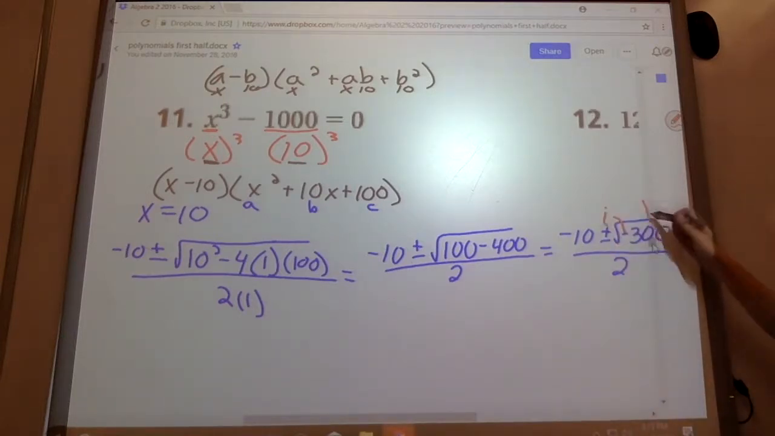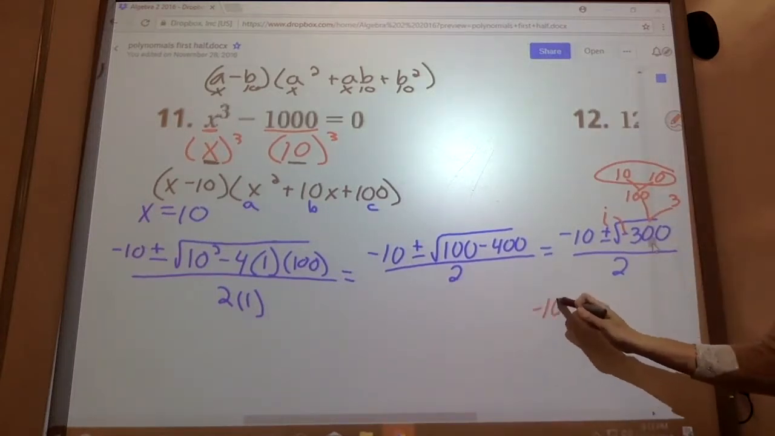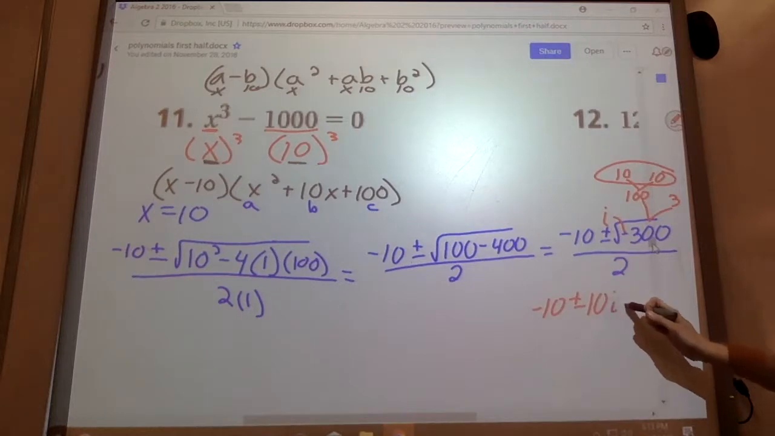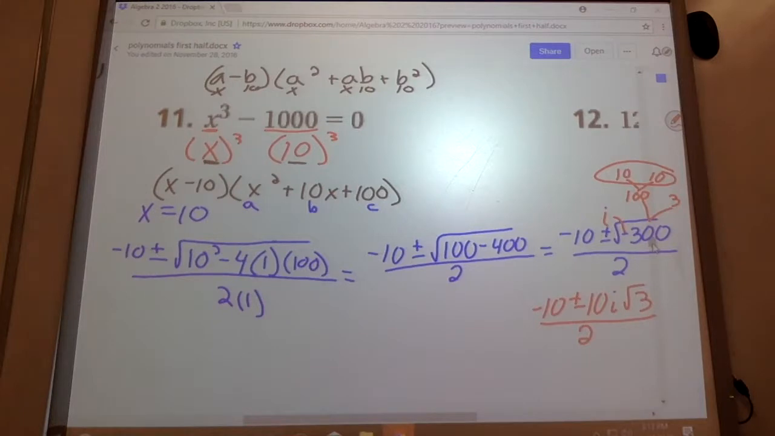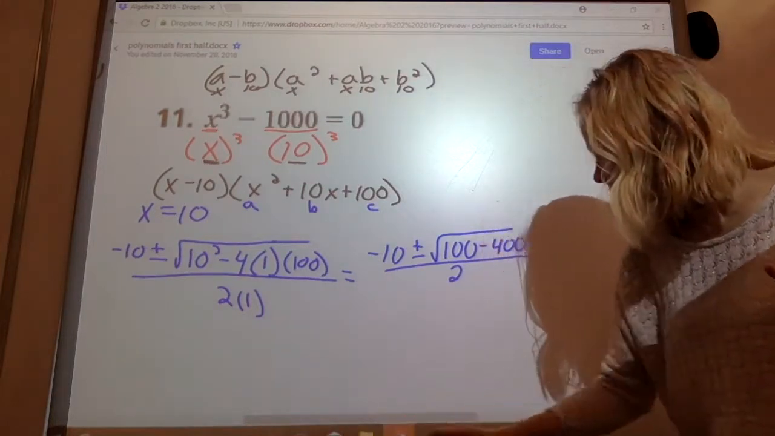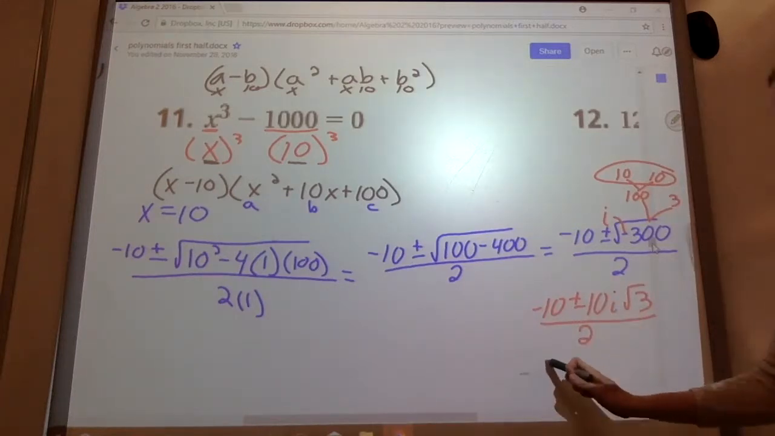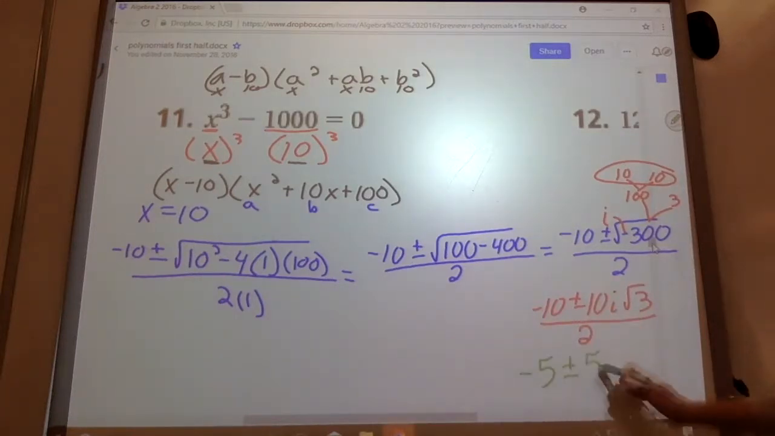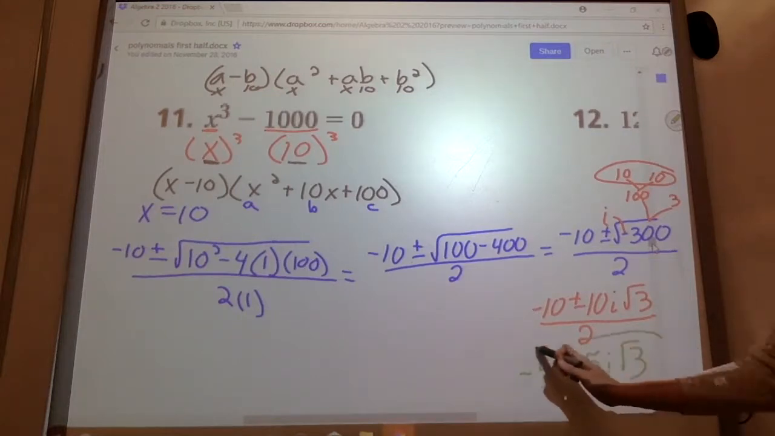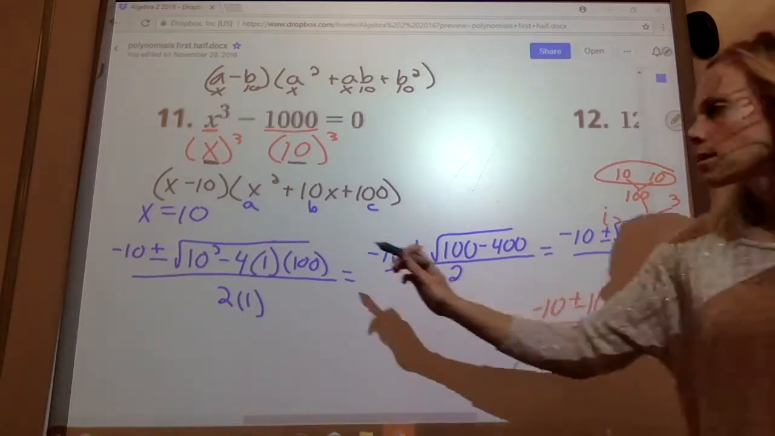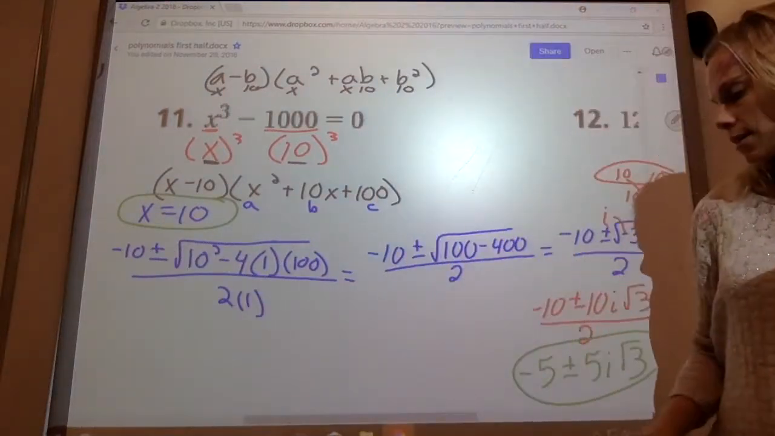So I know there's going to be an i out there. What else? Well, 300 is 100 times 3, and 100 is 10 and 10. There's two 10s. Take one out. So I get negative 10 plus or minus 10i root 3 over 2. Am I done? One more step. I need to take 10 over 2 and 10 over 2, which is 5. Negative 5 plus or minus 5i root 3. There's 2 roots. There's my third, and now I'm done.